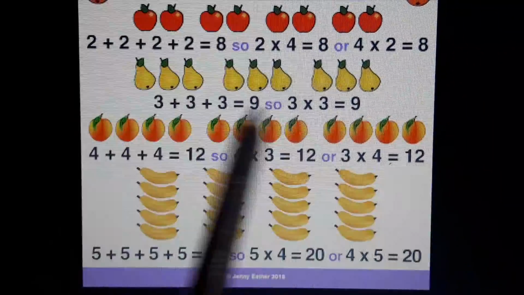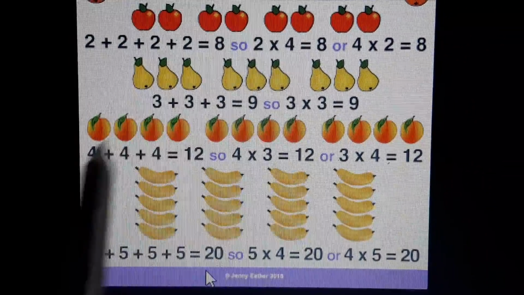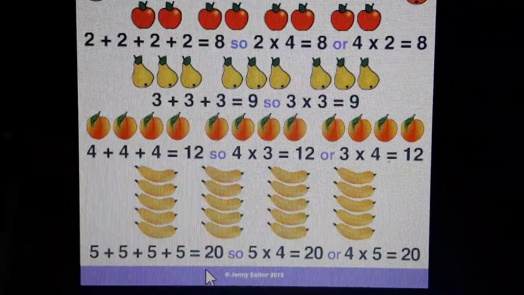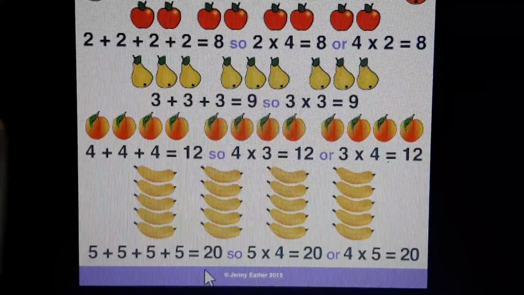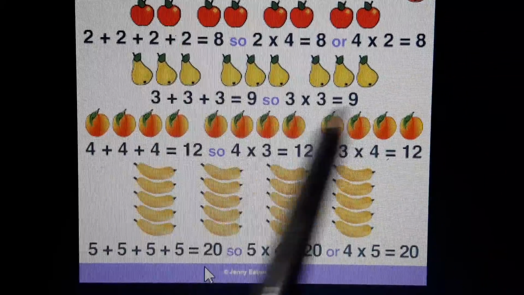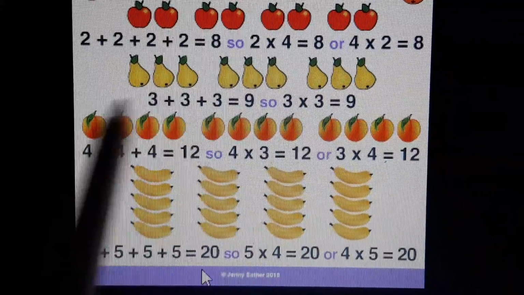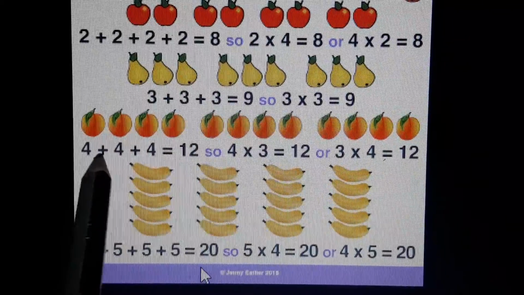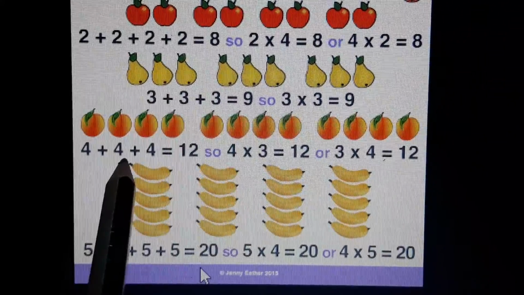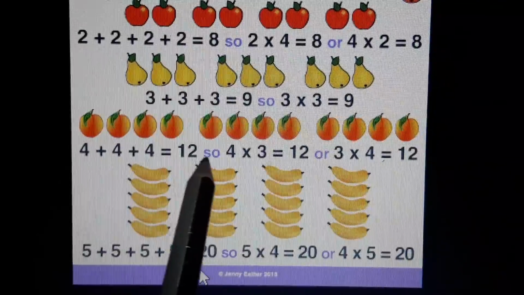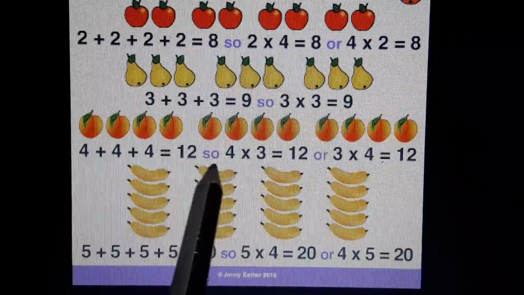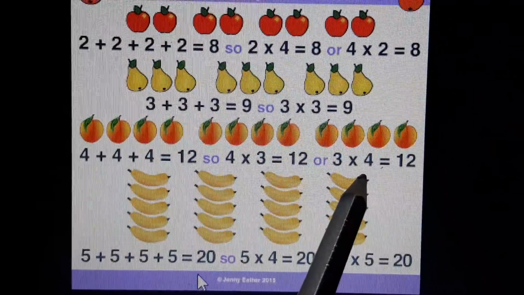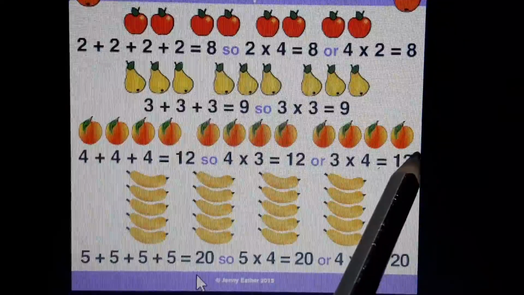Some mangoes here, and each group has 4 mangoes. How many groups here? Exactly 3 groups: 1, 2, 3. Each group has 4 mangoes. How can we write this down? 4 plus 4 plus 4. 4 plus 4 is 8, 8 plus 4 is 12. Or in the multiplication strategy, we write 4 multiplication sign 3 equals 12, or 3 multiplication sign 4 equals 12.